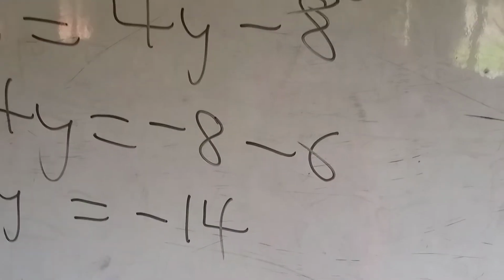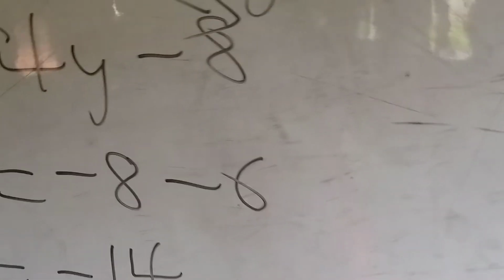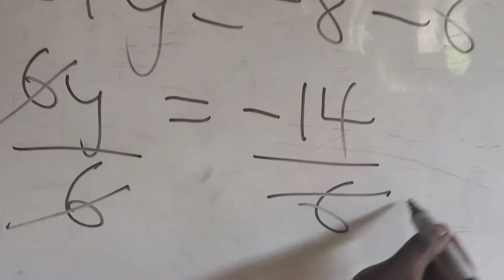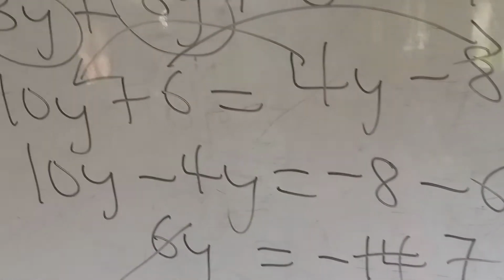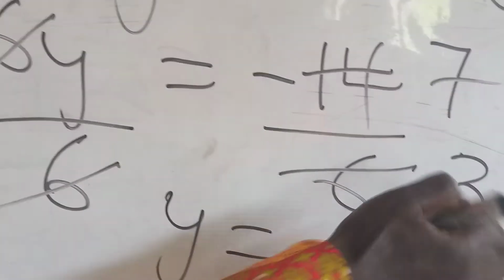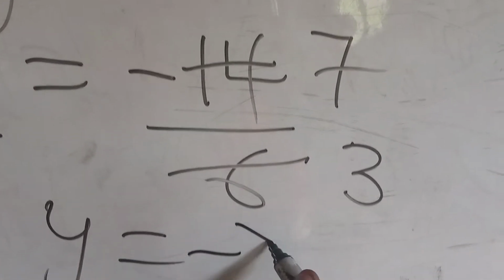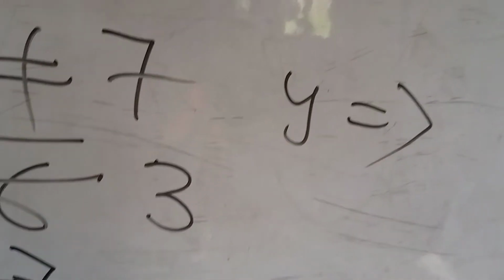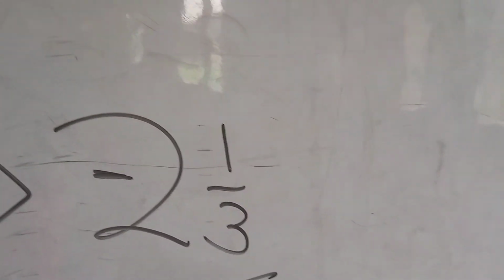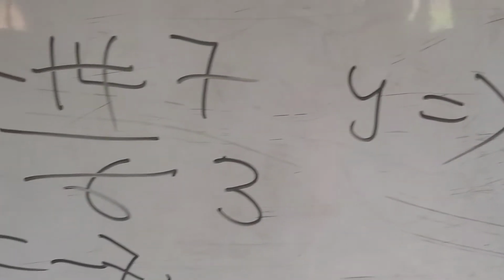So it's negative 14. Since we have this, we divide both sides by the coefficient of the variable, which is 6. 2 goes into 6, 3. 2 goes into 14, 7. Because you can reduce this fraction to its lowest term by using the common factor 2. So we have y is equal to negative 7 over 3. Since this is an improper fraction, you change it to mixed fraction or decimal. 3 goes into 7, 2, remainder 1 over 3, and it's negative.